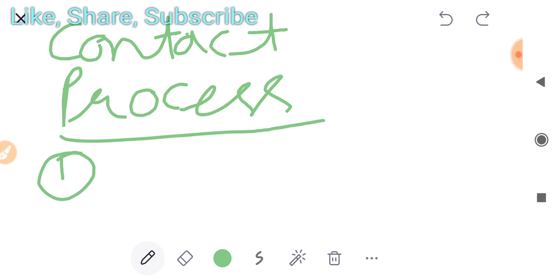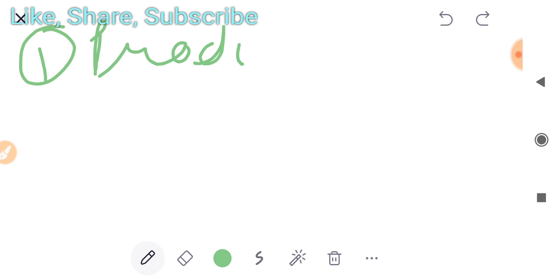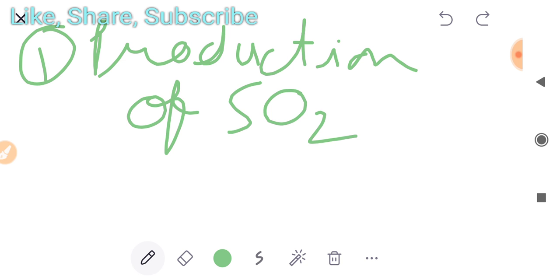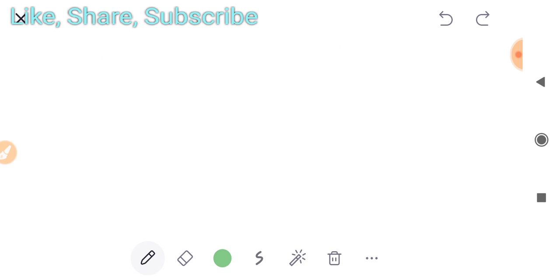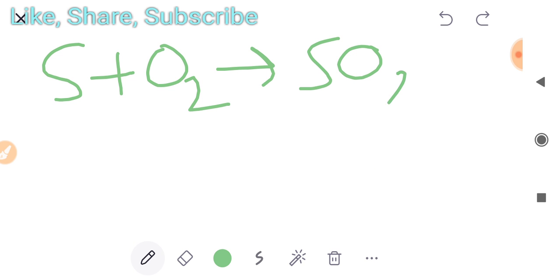So if you see, the first step is the production of SO2. We can produce SO2 directly by reacting sulfur with oxygen, so it forms sulfur dioxide. This is the first process, but in the exam it is mainly asked how we can produce SO2 from iron pyrite or iron sulfide.